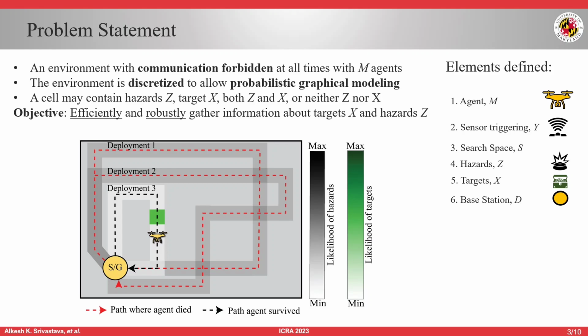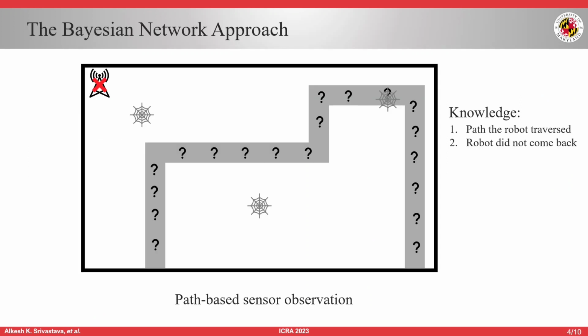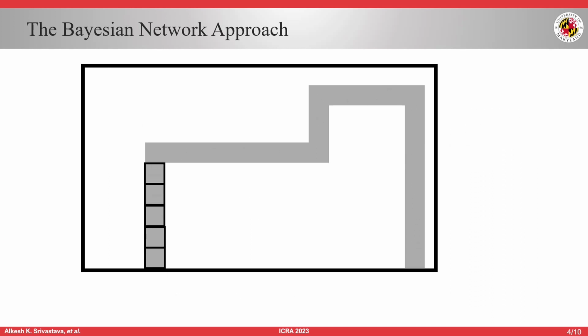Throughout this presentation, we'll be using Z for hazards and X for targets. To address this problem, we'll be using a Bayesian network approach. Let's take the example that we just discussed to define what path-based sensors are. Now, let's assume that the robot took this particular path. As mentioned, we'll be discretizing this path, so let's do that.